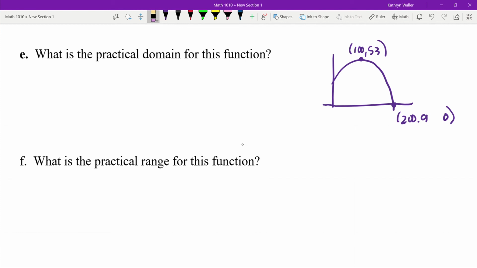Wasn't quite right. 956. Oh. Just getting farther and farther from the truth. Well, give me a break. Okay, 202.956. Is that correct? Yeah. Comma 0. Okay, practical domain, practical range.